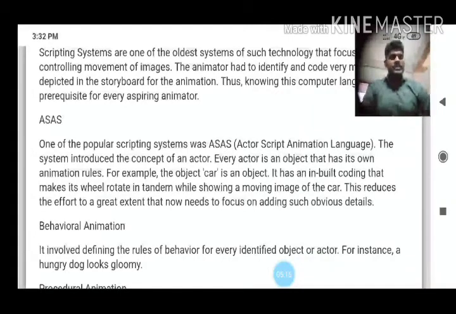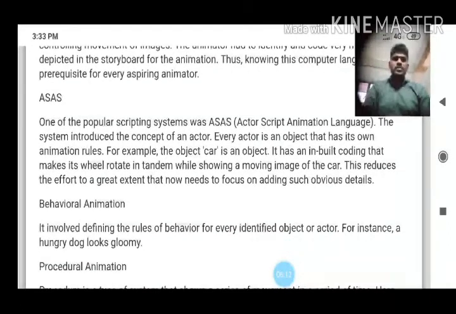For example, take the bicycle. When the bicycle wants to move, automatically the two wheels, front wheel and back wheel, should move. At the same time, the pedals should move. All these actions are performed at the same time. So in the actor script animation language, it mentions clearly what to do, how to do, when to do, how many times to do. Everything is clearly mentioned in the script. It tells exactly what a specific object has to do.